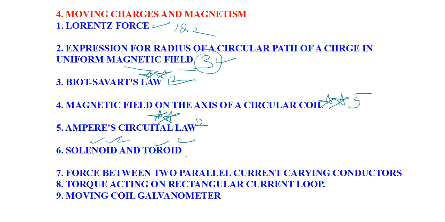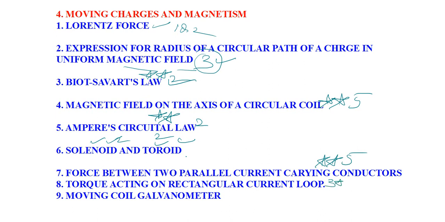Okay. Next, very important in this is the force between two parallel current carrying conductors. Definitely this is for 5 marks. Don't forget. And the next one is for 3 marks: torque acting on a rectangular current loop. 3 mark question.